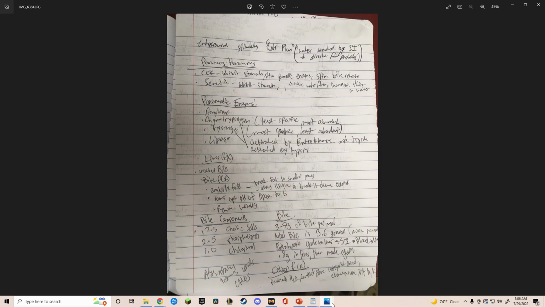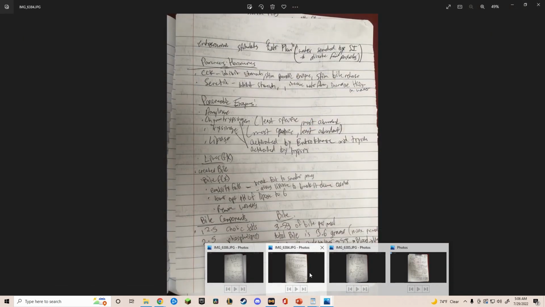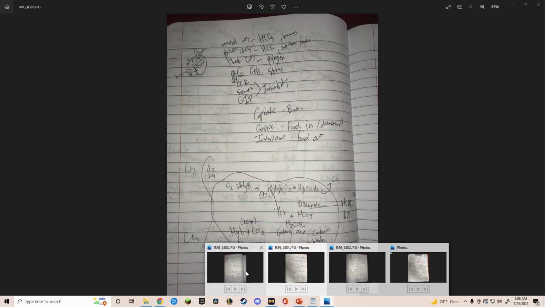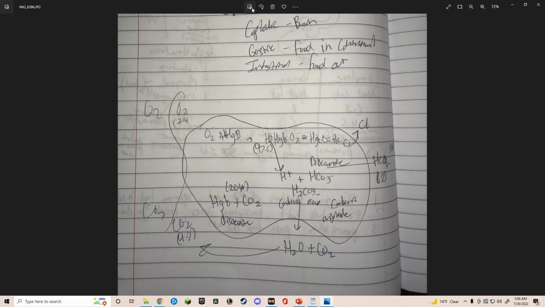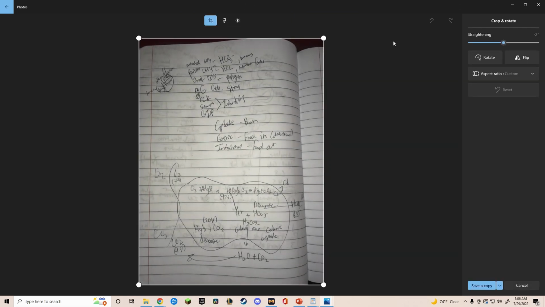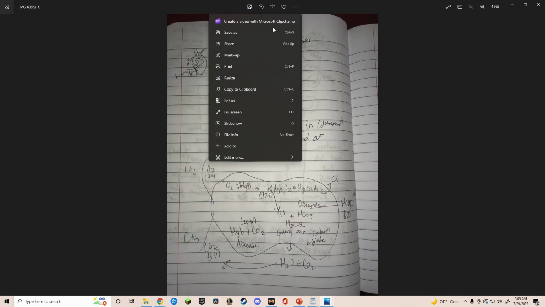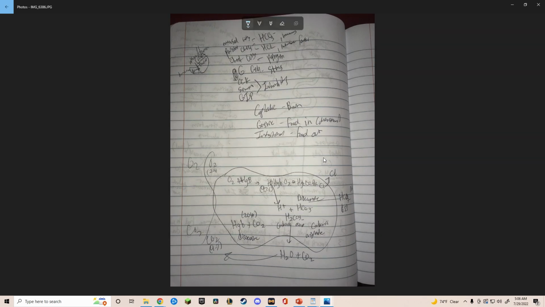Next, I want to talk about the respiratory system. So next, I just want to do a quick overview on the alveolar exchange. So first, we start off here. This is the chart, and this is the alveolar end of exchange.